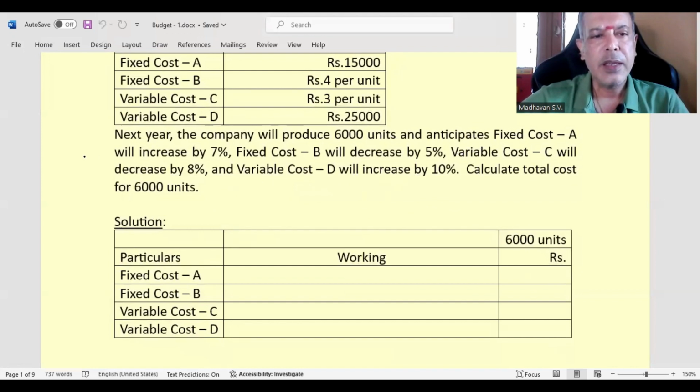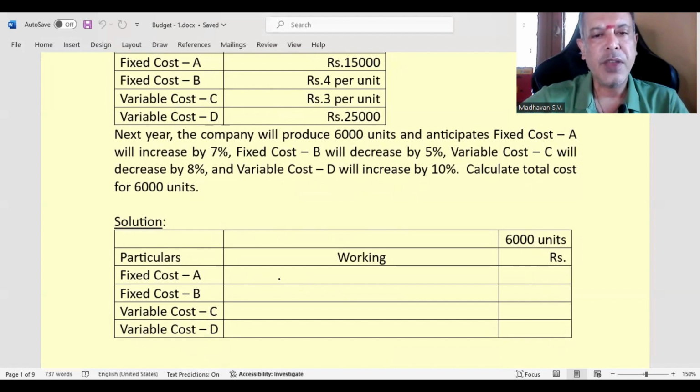Fixed cost A, remember, we will always consider fixed cost as the total value, variable cost as unit value. Means in case fixed cost is given as per unit, we need to convert it into total cost. I mean, we have to multiply it with the number of units and convert it into a total fixed cost. Whereas in case of variable cost, if it is given in terms of total cost, we have to convert it into per unit cost. That is how we will proceed.